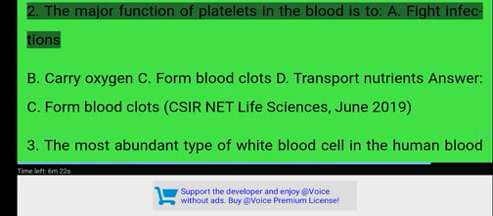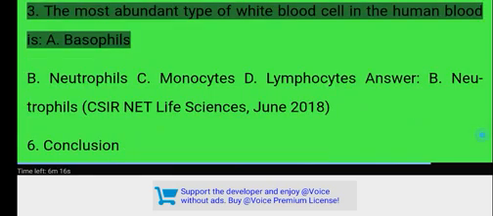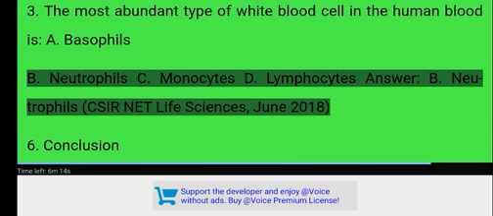2. The major function of platelets in the blood is to: A. fight infections. B. carry oxygen. C. form blood clots. D. transport nutrients. Answer. C, form blood clots. CSIR NET Life Sciences, June 2019. 3. The most abundant type of white blood cell in the human blood is: A. basophils. B. neutrophils. C. monocytes. D. lymphocytes. Answer. B, neutrophils. CSIR NET Life Sciences, June 2018.